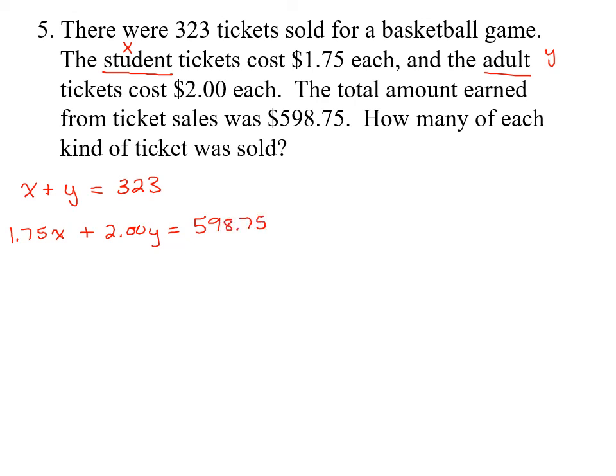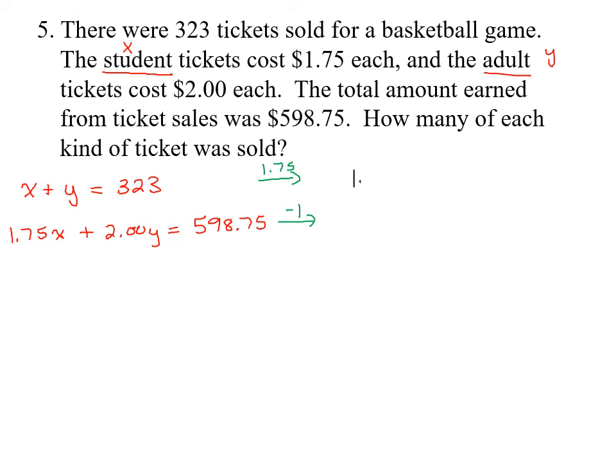$598.75. Notice on the last one, I had to do the poundage times the money. Here you don't. You know the exact amount of money that was made. And so we could just use the $598.75. So I can just go ahead and jump in here. I would multiply the top one by $1.75. I would multiply the bottom one by 1, make one of them negative.